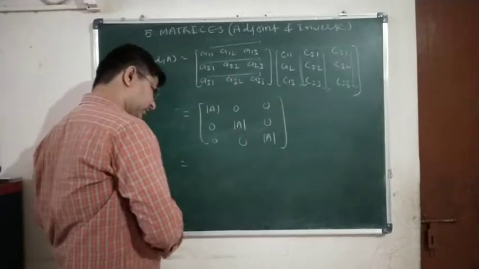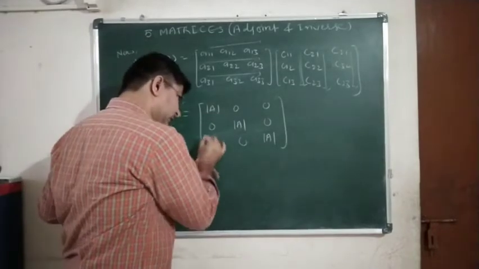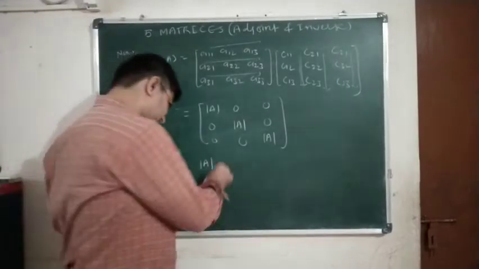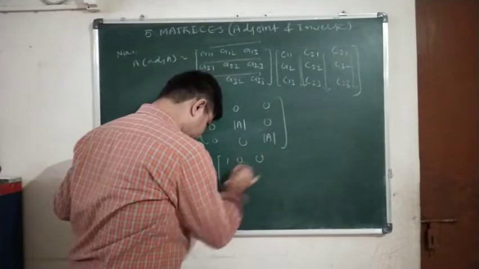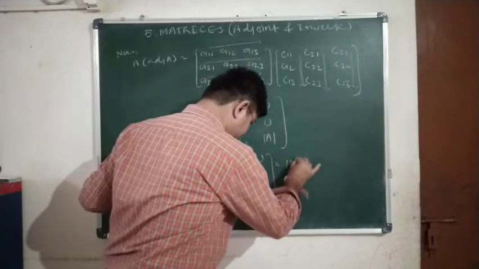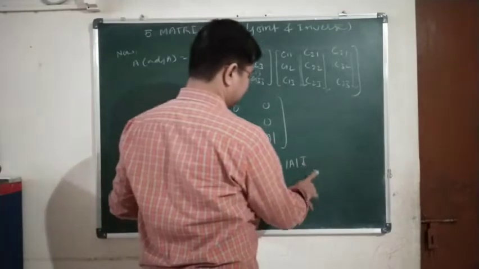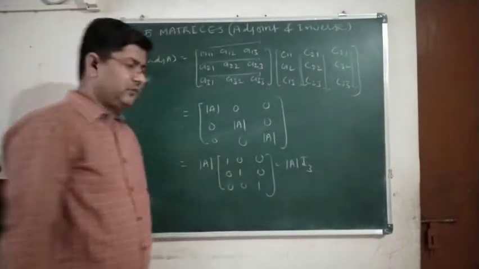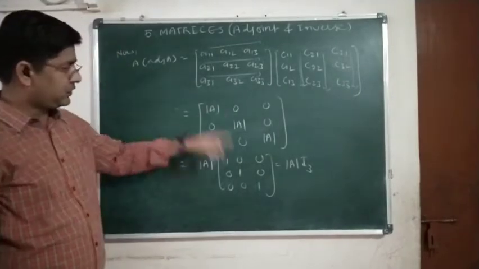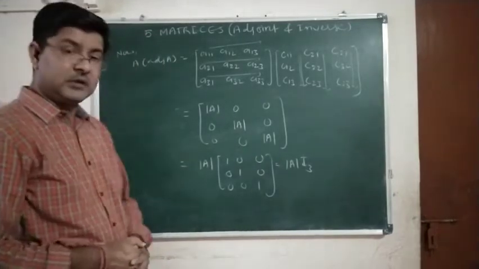So we can take the determinant of A common from the matrix, and we are left with a unit matrix, which is equal to determinant of A into I3. Yes or no in this case? So generalizing, for a matrix of order n, A into adjoint of A is equal to determinant of A into In. Clear? So this theorem is proved.